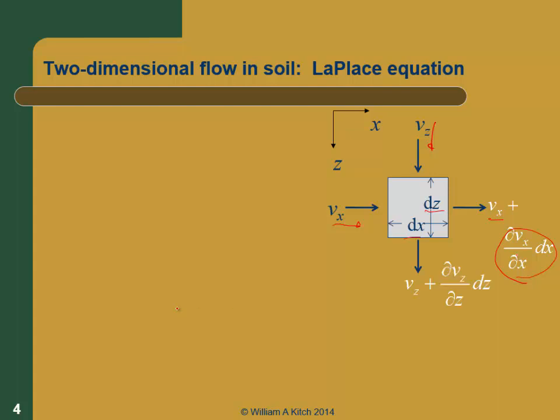And in the vertical direction, I have the similar thing. I got Vz coming in, I have Vz going out, plus the rate of change of the vertical velocity as a function of z times dz. Right? So if I'm going to apply continuity, and if I have saturated material and there's no volume change, what can we say? The continuity of these solutions is all for saturated material, no volume change. Q in is equal to Q out.